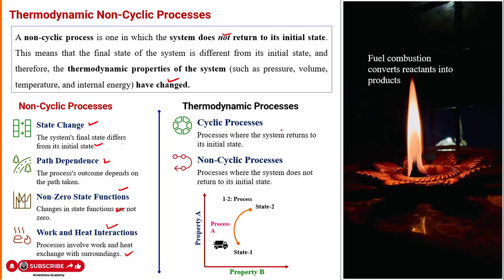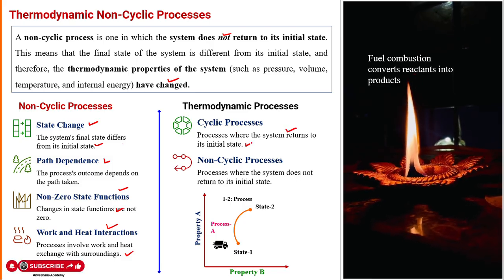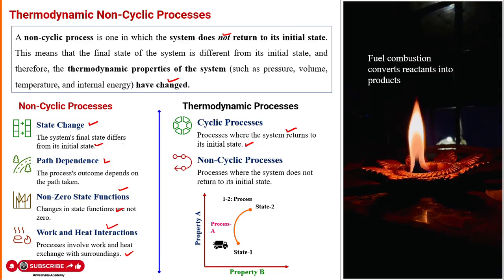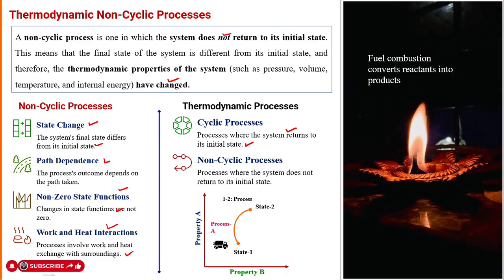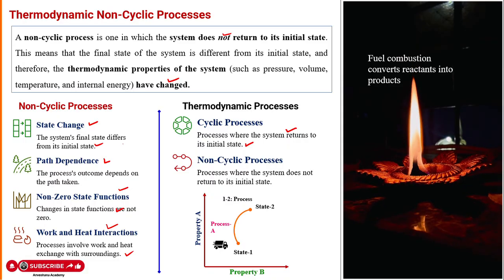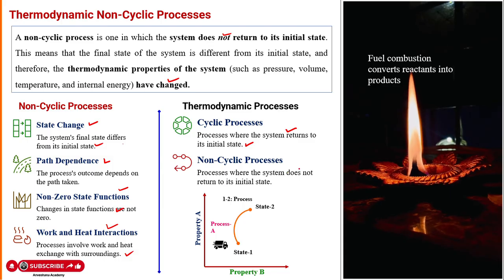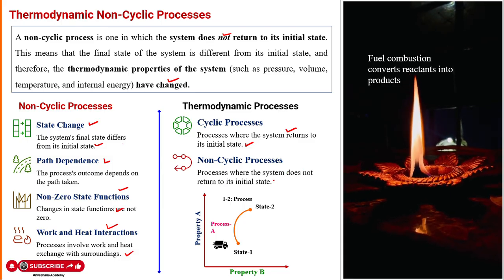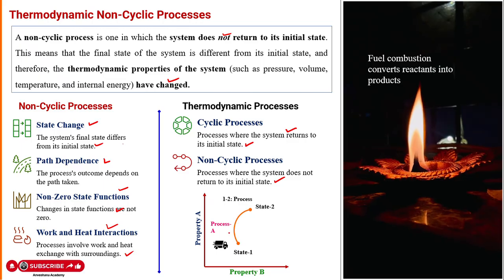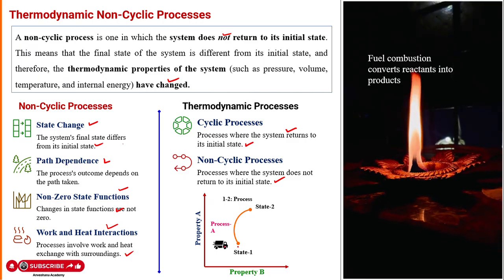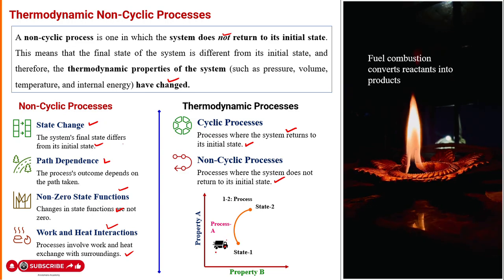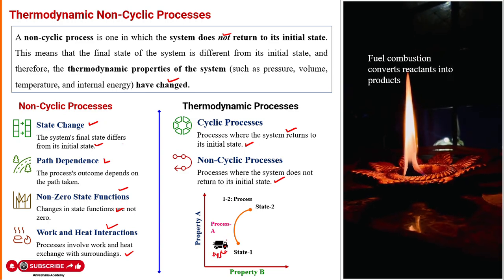A cyclic process is a process where the system returns to its initial state and the state variables are identical at both the initial and final state. That is what a cyclic process is. Whereas a non-cyclic process is one where the system does not return to its initial state. That means what? You can see now. The system, you can take it here. This is a system, right? You assume it as a system.